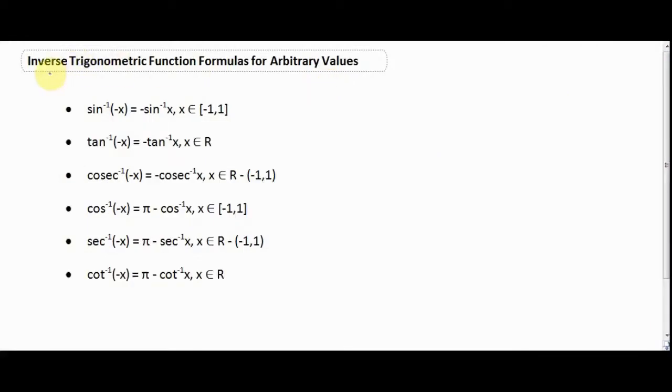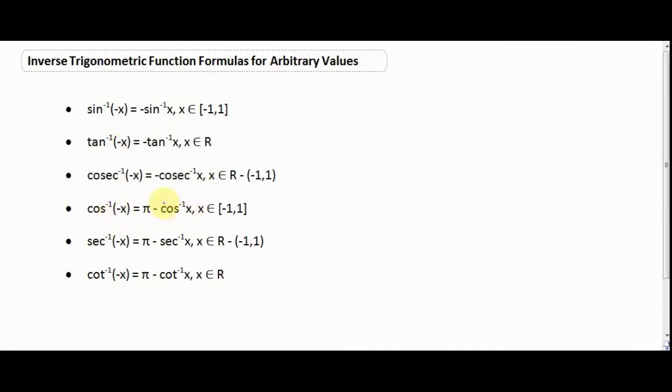Now let's discuss certain formulas related to inverse trigonometric functions. The first set of formulas corresponds to arbitrary values. Let's see them one by one. Sine inverse of minus x is equal to minus sine inverse of x. Tan inverse of minus x is equal to minus tan inverse of x. Cosec inverse of minus x is equal to minus cosec inverse of x. Cos inverse of minus x is equal to pi minus cos inverse of x.